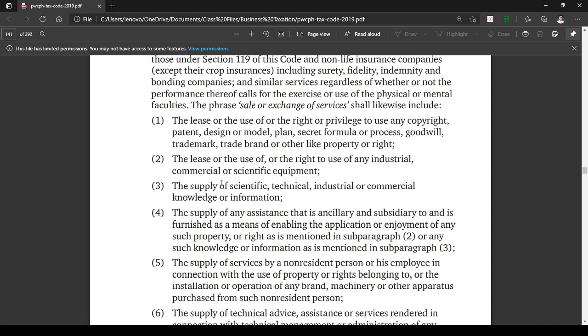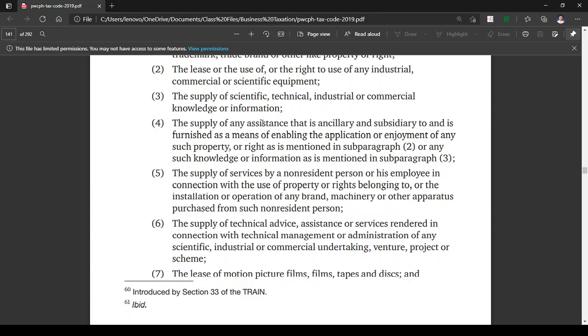Supply of scientific, technical, industrial or commercial knowledge or information. So kung meron man tayong scientific, technical or industrial or commercial knowledge, tapos parang binebenta natin yung knowledge na yon sa iba, that constitutes a sale or exchange of services. Right? The supply of any assistance that is ancillary and subsidiary to and is furnished as a means of enabling the application or enjoyment of any such property or right as is mentioned in subparagraph 2 or any such knowledge mentioned in subparagraph 3.